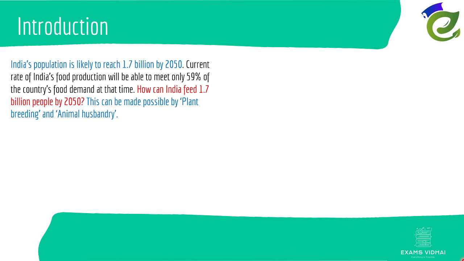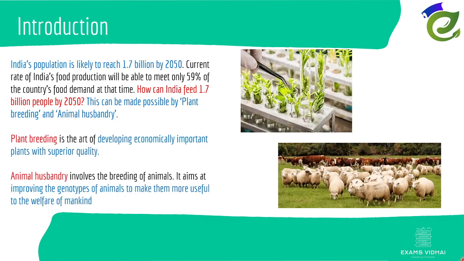India's population is likely to reach about 1.7 billion by 2050. At this rate, only 60% of the country's food demand will be delivered at the time. So how can we make sure that everyone gets appropriate nutrition through agriculture? And this is made possible through plant breeding and animal husbandry.